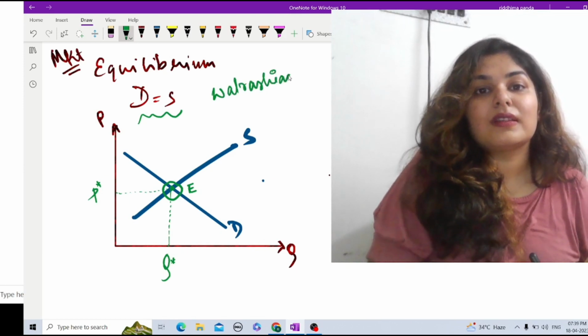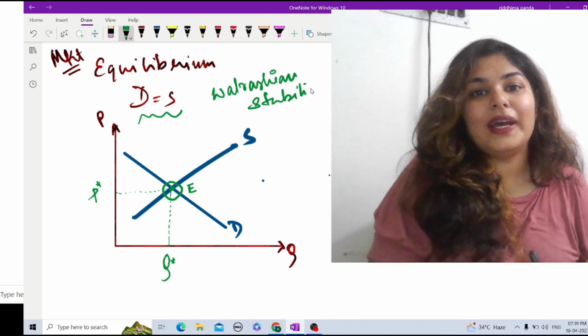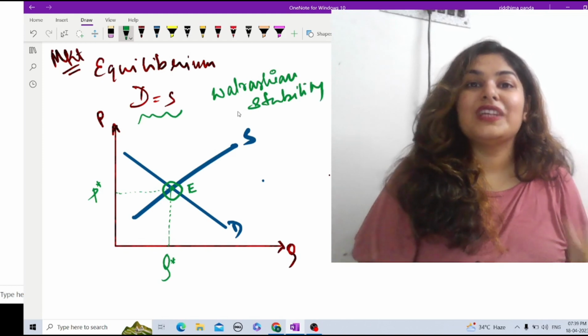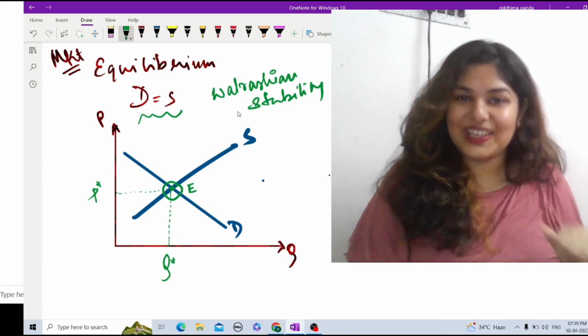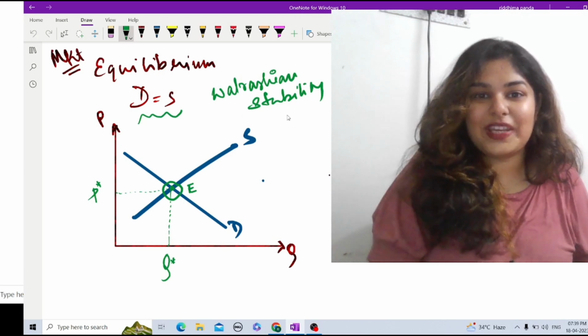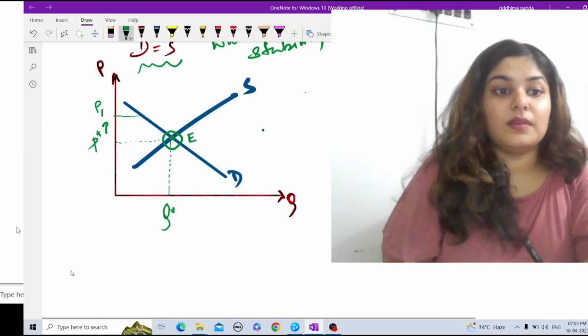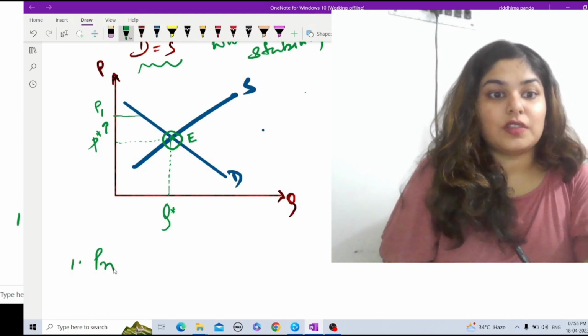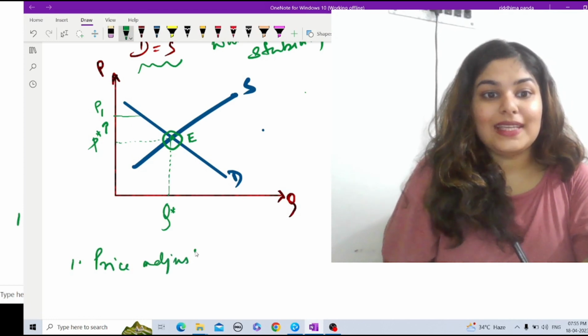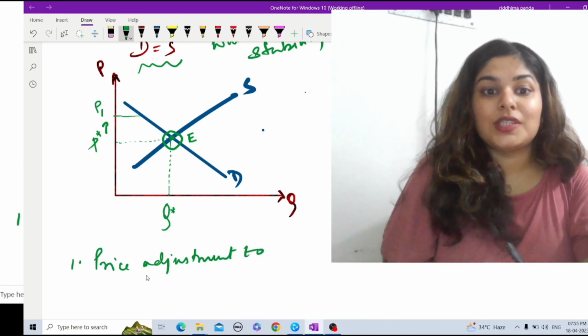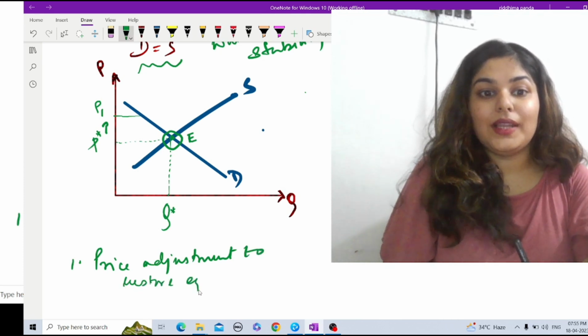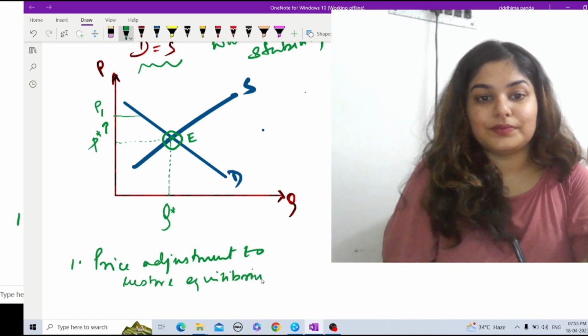Now, what happens if there is any disturbance? That means the price is disturbed. So we are talking about Walrasian stability, right? Walrasian talks about movement in price to fix the equilibrium. So number one about the Walrasian stability is the point that price adjustment. Price adjustment to restore equilibrium in the market. Okay, so how is it done, right?